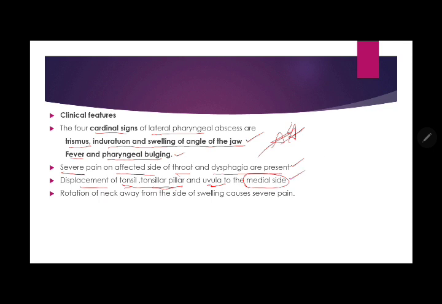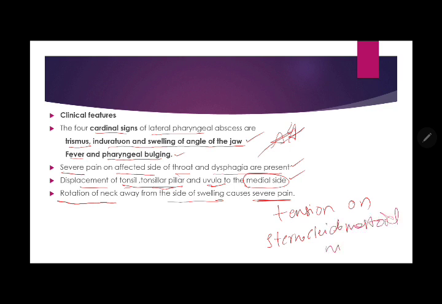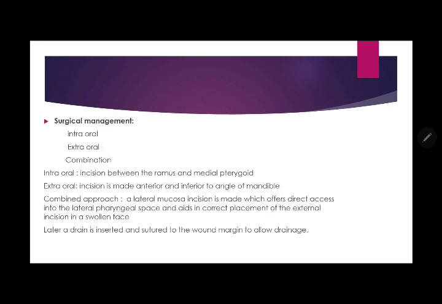Then another most important clinical feature is that rotation of neck away from the side of the swelling causes severe pain, that is due to tension on the ipsilateral sternocleidomastoid muscle. So this severe pain on rotation of neck away from side of swelling is due to tension on sternocleidomastoid muscle. So this is how a lateral pharyngeal space presents.